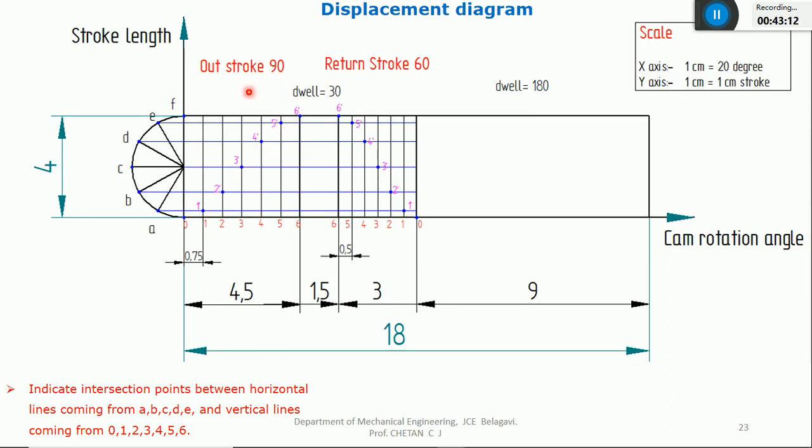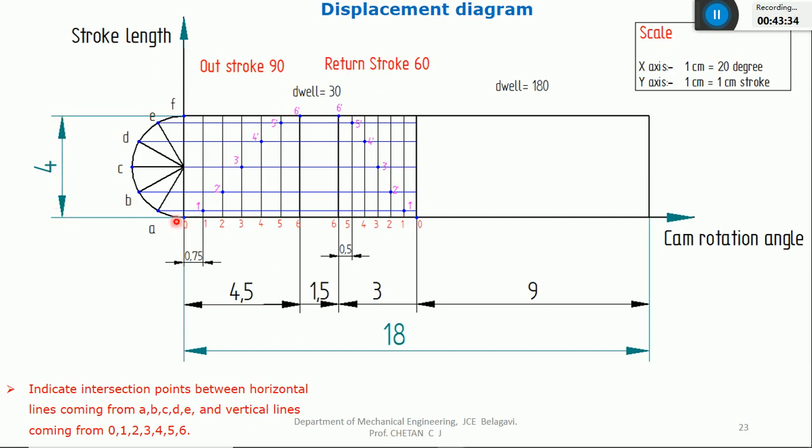So this is with respect to the outstroke. It means the curve is going up. You can see the curve is going up. After that, there's a dwell. I'll draw a horizontal line. After that, the follower will come down. It means the return stroke. For the next 60 degree, the follower is coming down. It is traveling through a distance from 4 to 0.